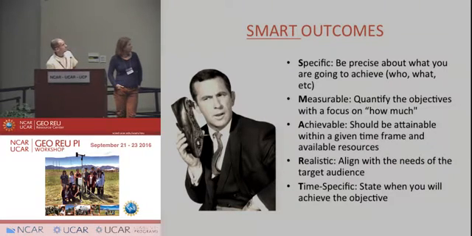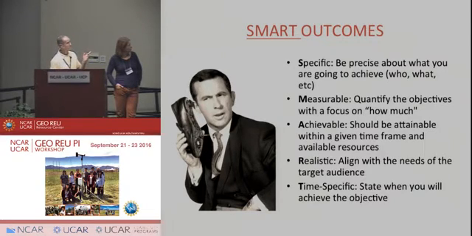A SMART objective is one that's specific about what you're going to achieve. It's measurable, so you can focus on how much or to what degree. It's achievable, so you want it to be something that isn't so idealistic that you'll never reach it, but you want it to be something that will cause your program to stretch.